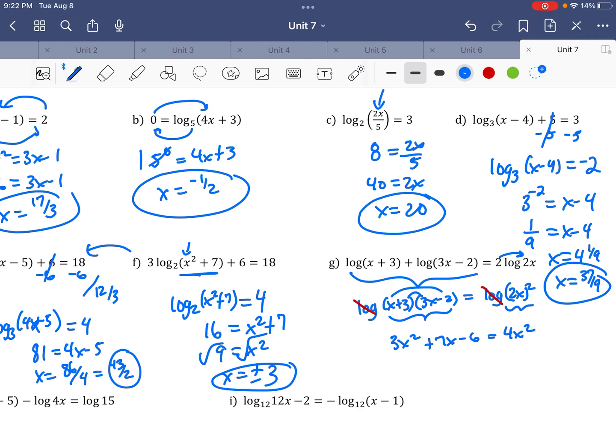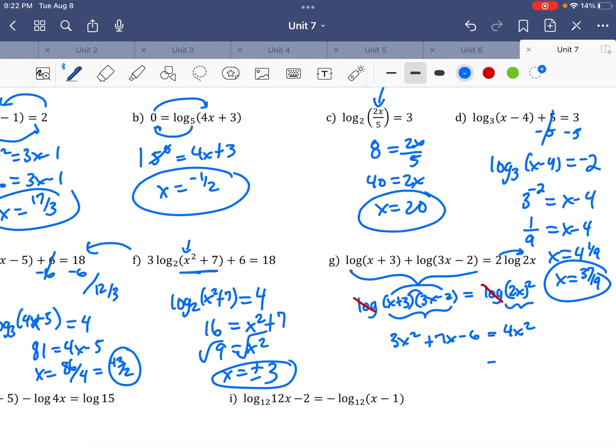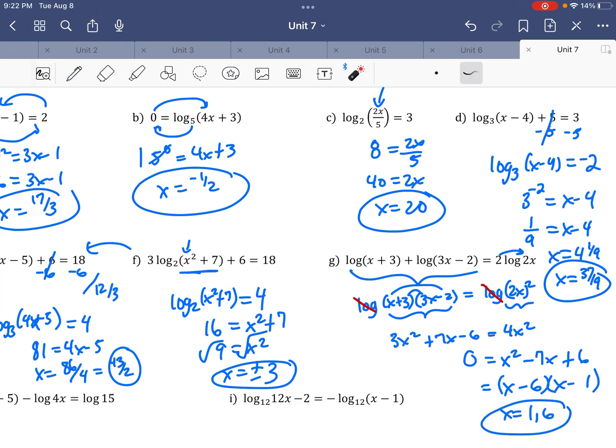This equals 4x squared. Okay, so I'm going to bring everything over to the right so that I can factor, hopefully. So 4x squared minus 3x squared is 1x squared. 7x comes over as a negative 7x. Negative 6 comes over as a plus 6. So I factor that. I'll get x minus 6 and x minus 1. So my answers are 1 and 6.